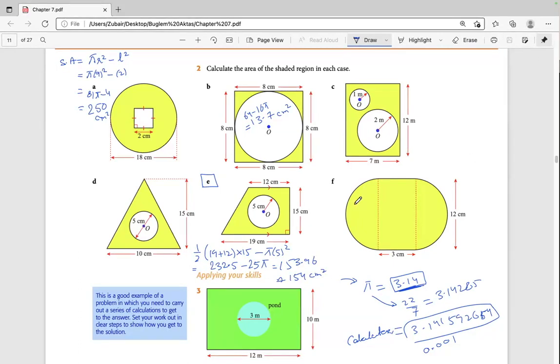F, again, a composite shape. Semicircles and then a rectangle.